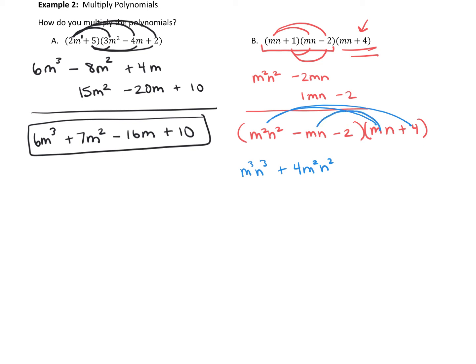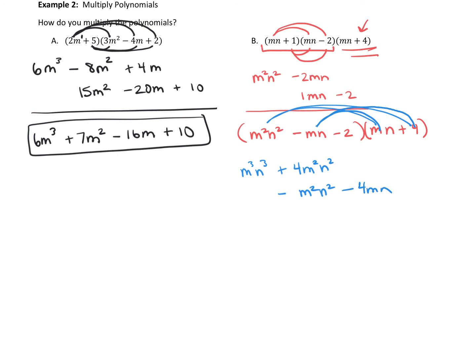Negative times a positive is a negative, and mn times mn is m squared n squared. So again, I kind of thought ahead for a second. I knew that was going to be a like term with this 4m squared n squared, so I just put it right below. We're not done distributing. We have a negative times a positive, so it's going to be a negative. And then mn times 4 is just 4mn.